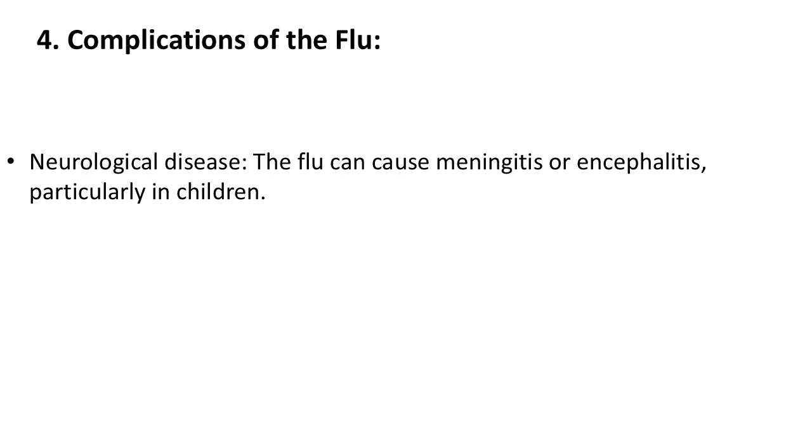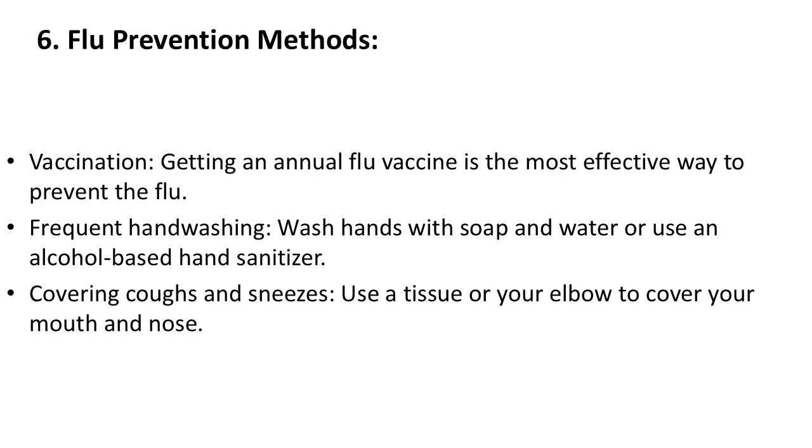Neurological disease. The flu can cause meningitis or encephalitis, particularly in children. 6. Flu prevention methods. Vaccination. Getting an annual flu vaccine is the most effective way to prevent the flu.